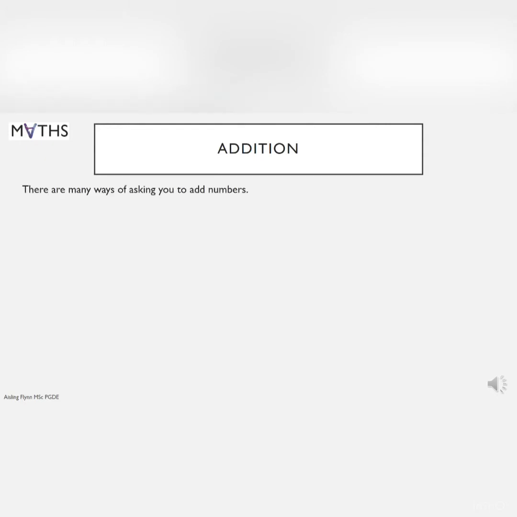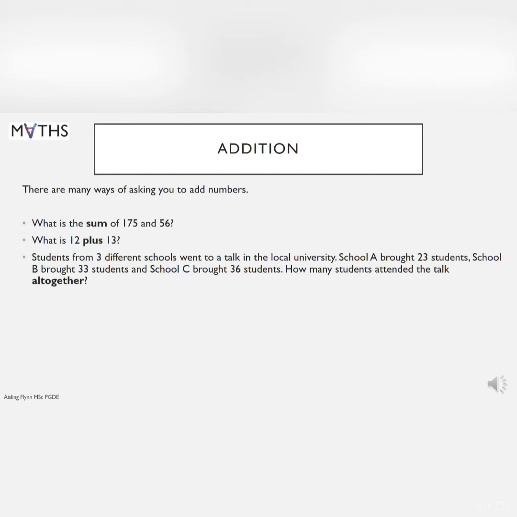You may be asked to carry out addition in many different ways. There are many ways of asking you to add numbers. For example, what is the sum of 175 and 56? It's asking you to add those two numbers to find their sum or their total. What is 12 plus 13? So there you add 12 plus 13.